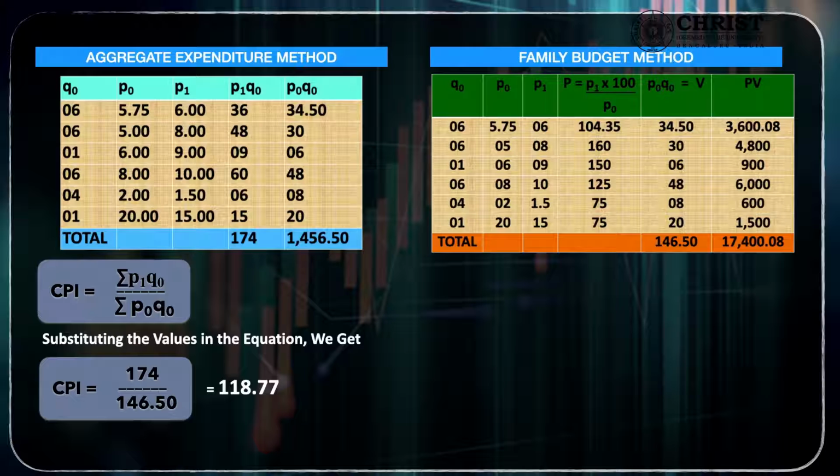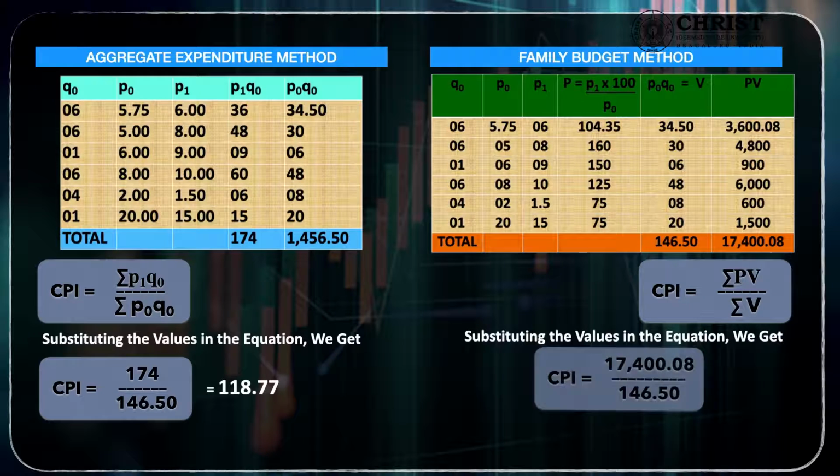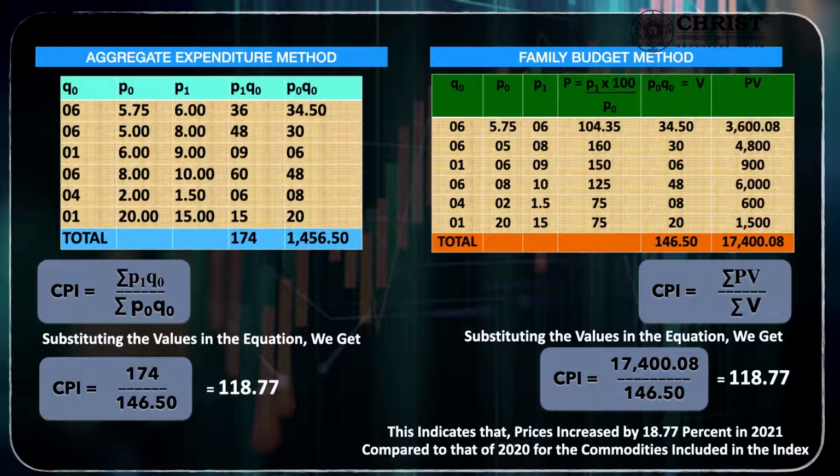Now computation, consumer price index as per the family budget method is calculated using the equation sigma PV divided by sigma V. Now when you substitute the values in the equation, we will get CPI is equal to 17,400.08 divided by 146.50, that is equal to 118.77. So the same answer we got as the aggregate expenditure method, so the computation is correct. So this indicates that prices increased by 18.77% in 2021 compared to that of 2020 for the commodities included in the index. So this is the direct problem. We have used both the methods and we proved that the answer is also correct.